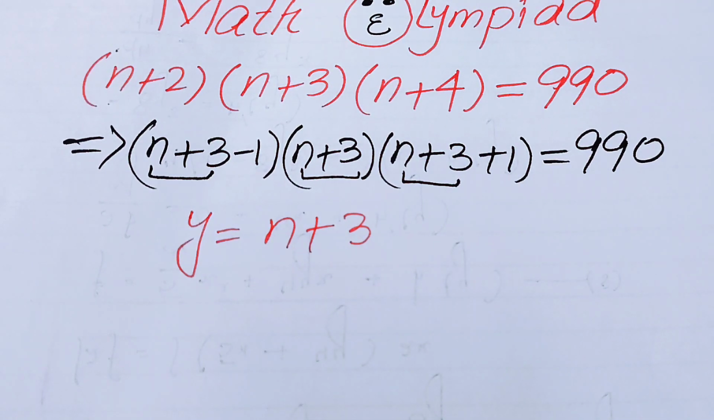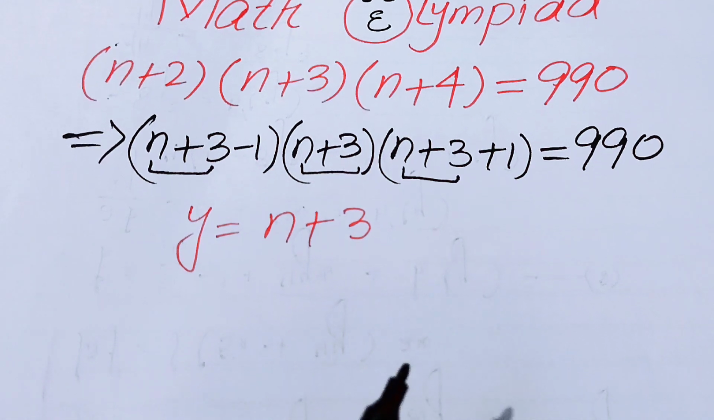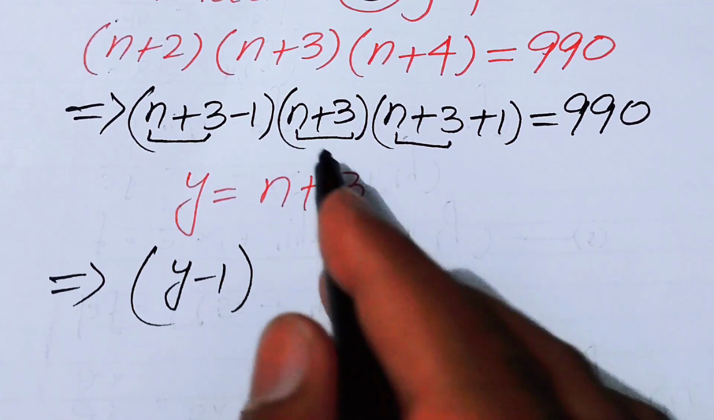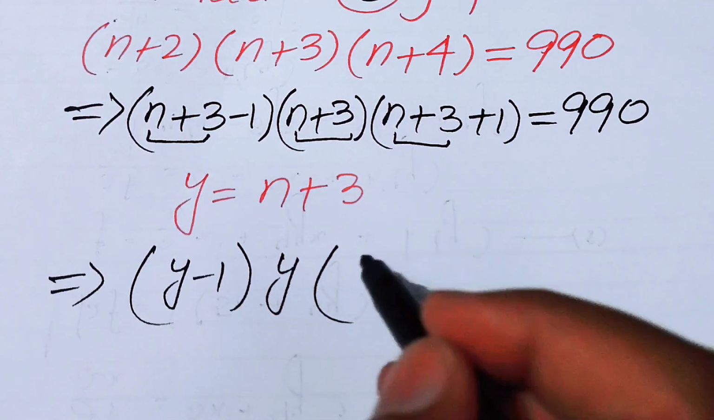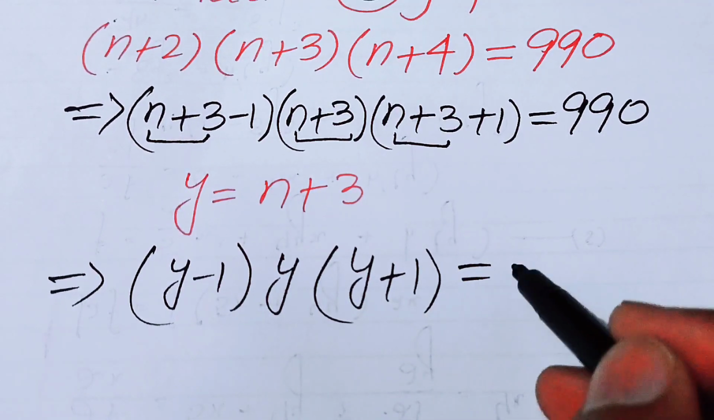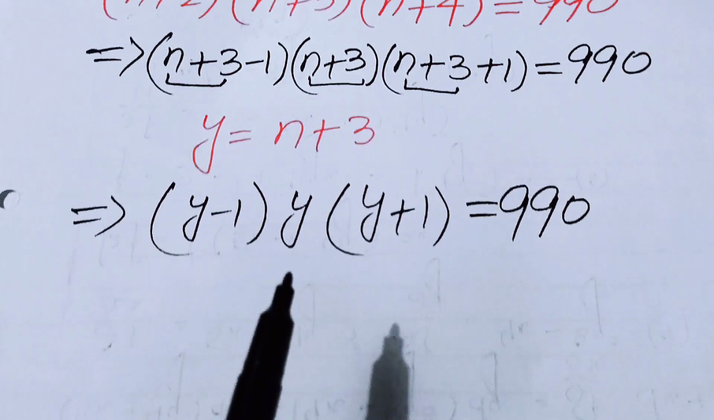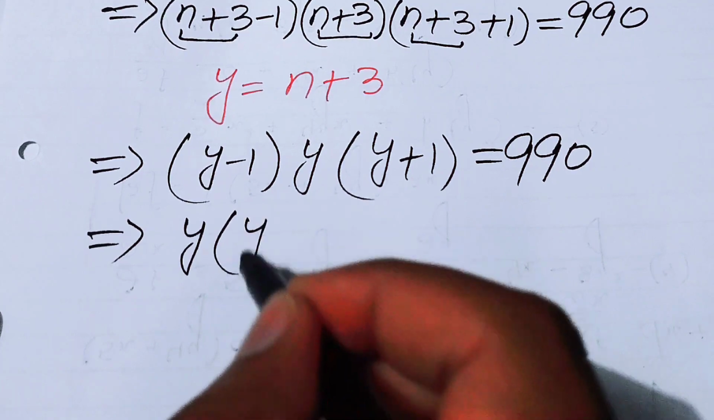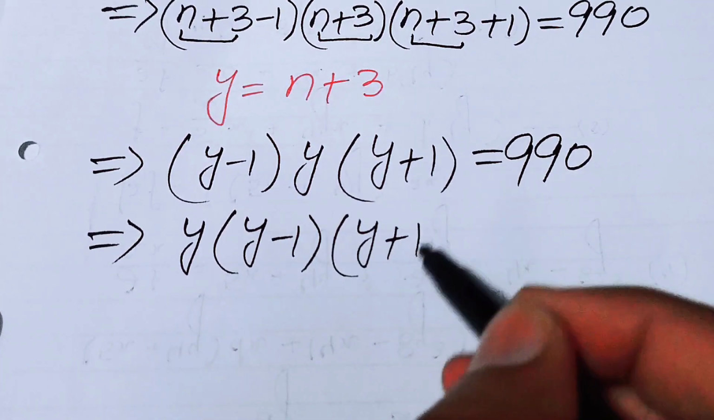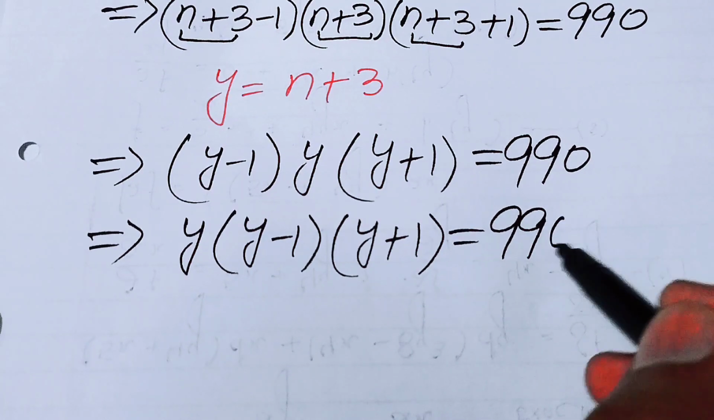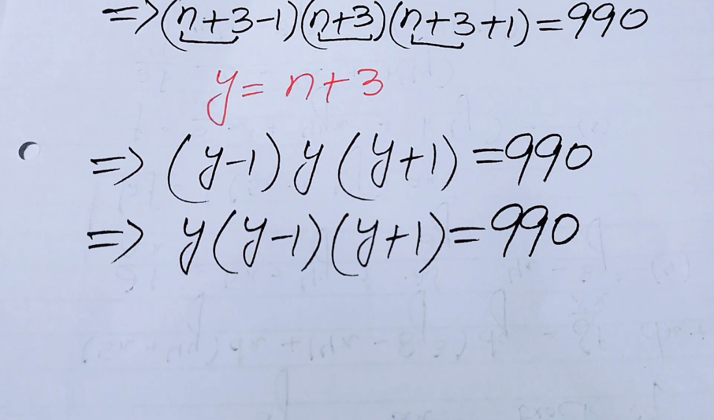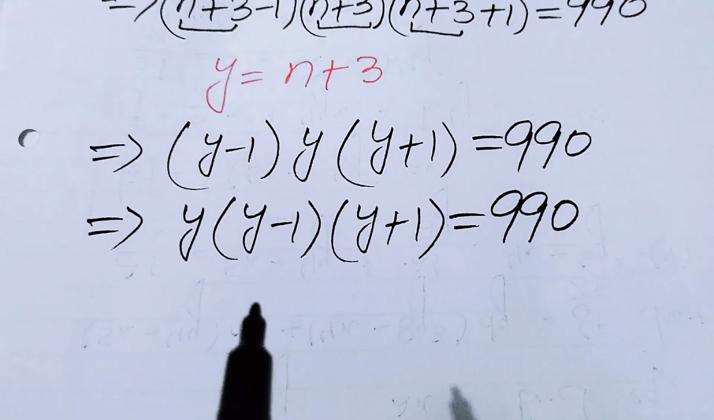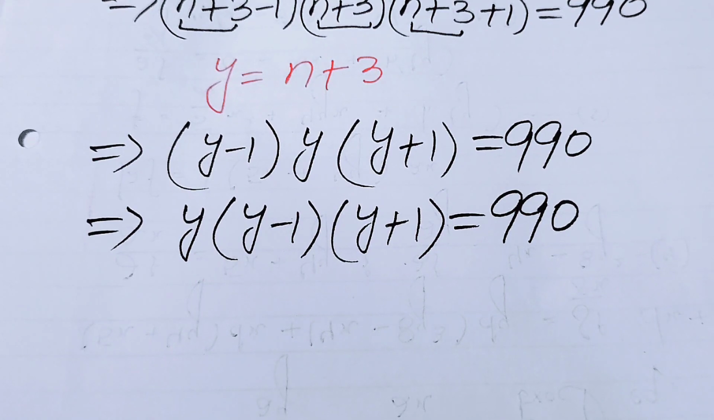Now we will back substitute the value of y here, and you get (y - 1)(y)(y + 1) = 990. So we will rearrange the terms and write it as y times (y - 1)(y + 1) = 990. Now you focus on these two terms, (y - 1) times (y + 1), and here we can use the nice square identity.